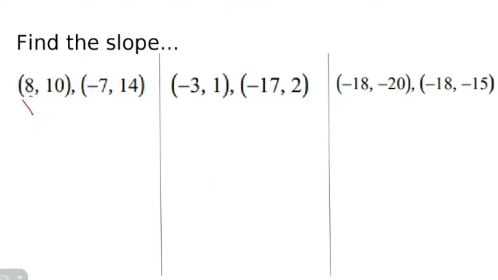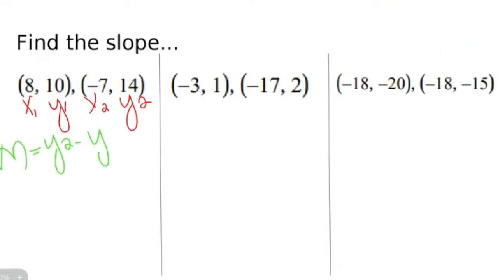So here's my 2 points right here. I'm going to label them x sub 1, y sub 1, x sub 2, y sub 2. And then I'm going to write out my formula. M equals y sub 2 minus y sub 1 over x sub 2 minus x sub 1. I'm afraid I didn't leave myself enough space. We shall see.